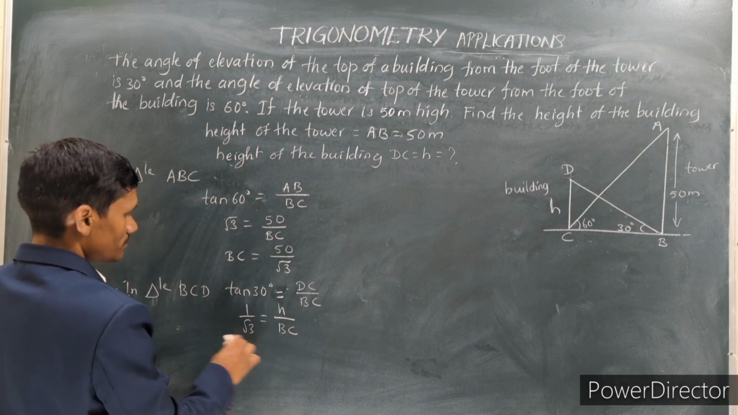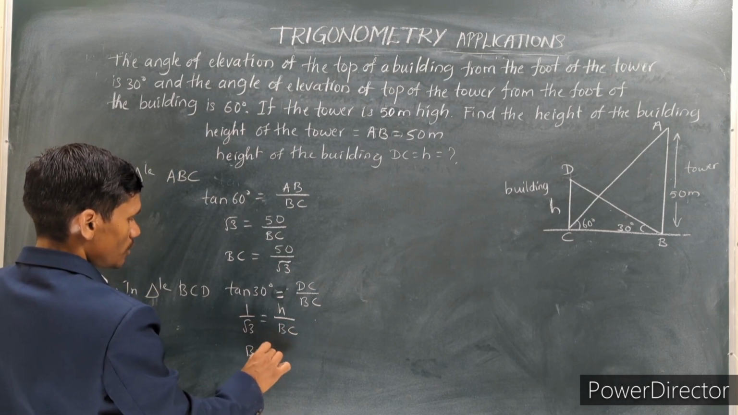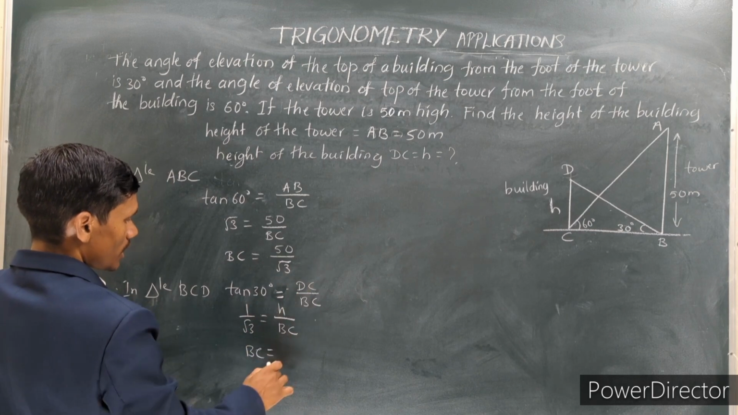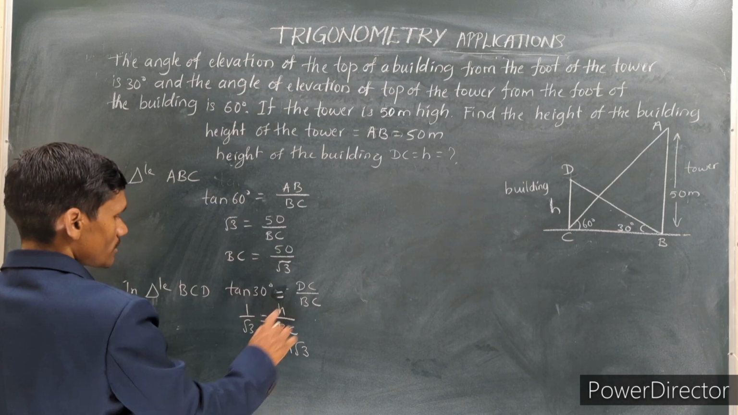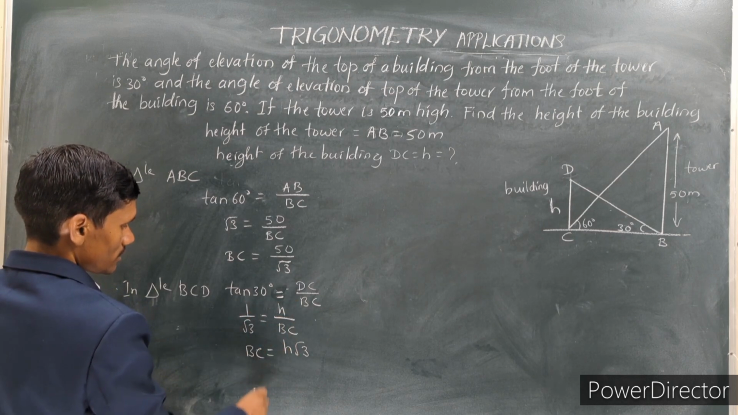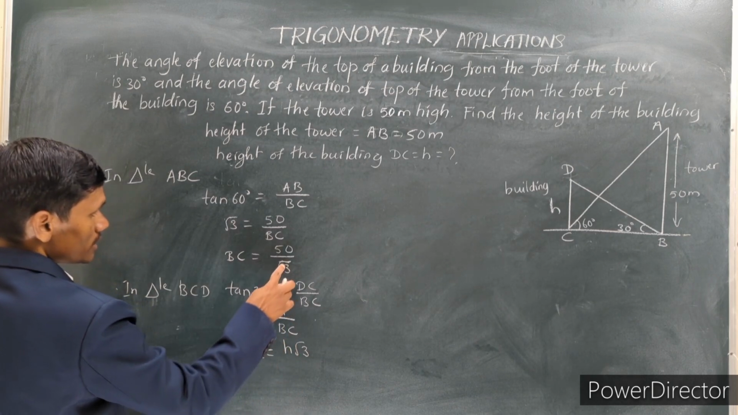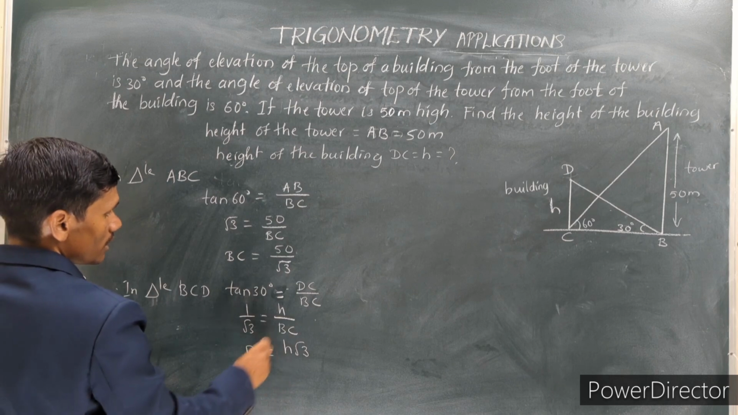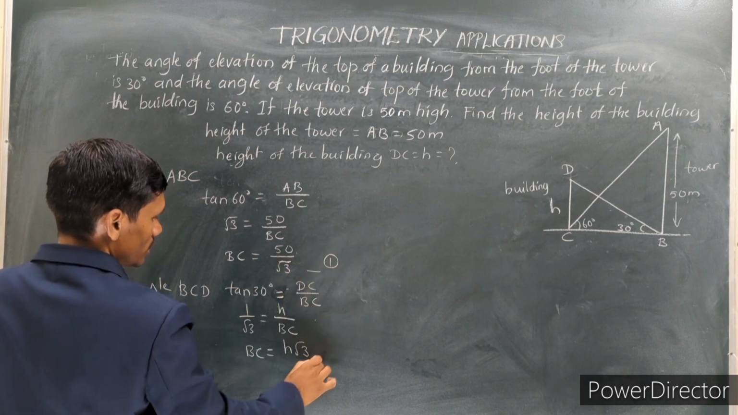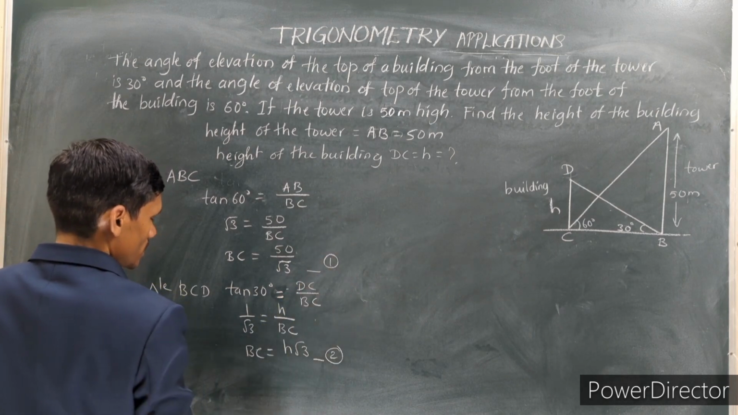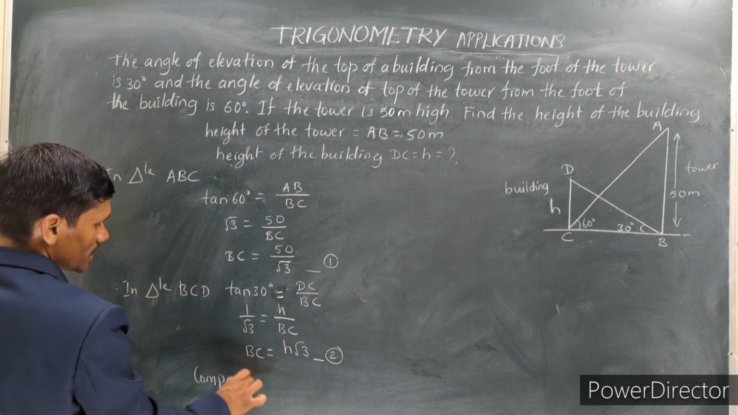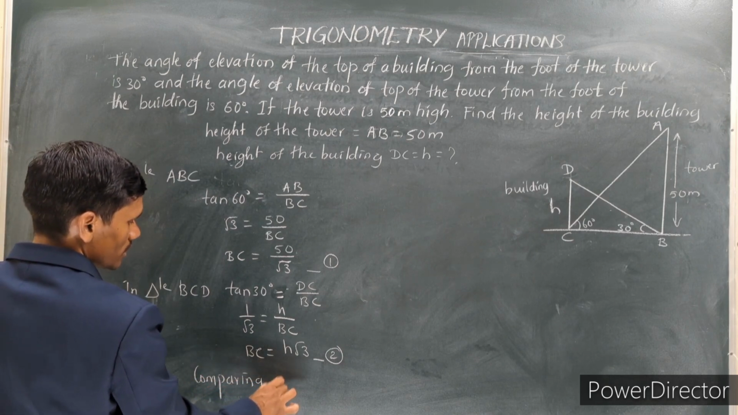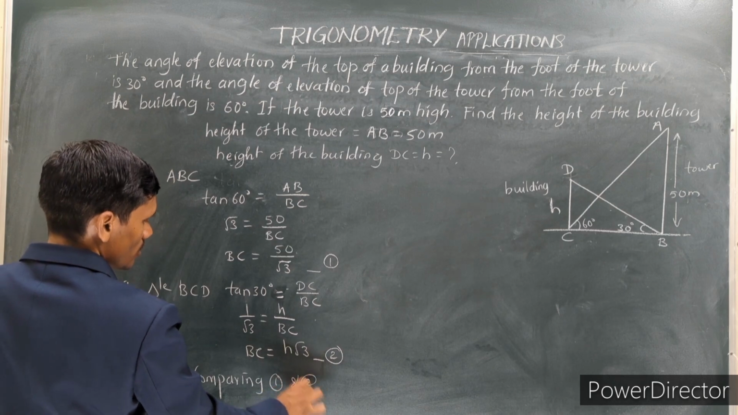You separate this side. BC you bring to the left side, you take this to the other side. Means this becomes h root 3. Cross multiplication. So now BC is equal to this. Here let us call this equation 1 and this equation 2. Now comparing equations 1 and 2, just you compare both the equations. What do we get?